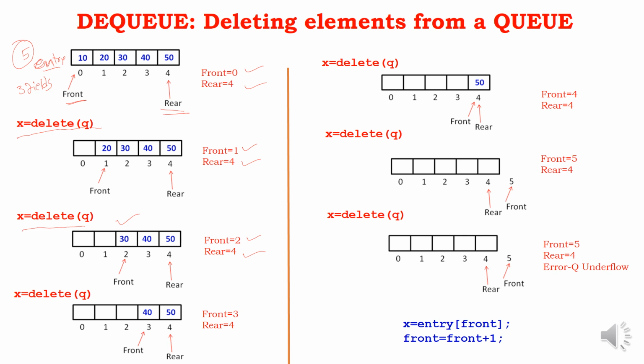Again you wanted to remove one more element. So front element can be removed. Front is 2, second element is 30. So 30 is removed. So you will get this queue. Front is 3, rear is 4.